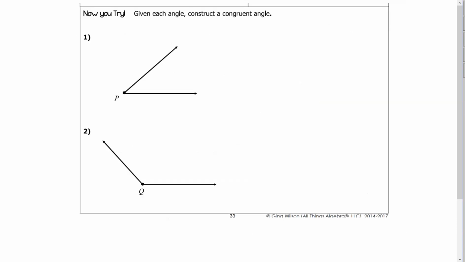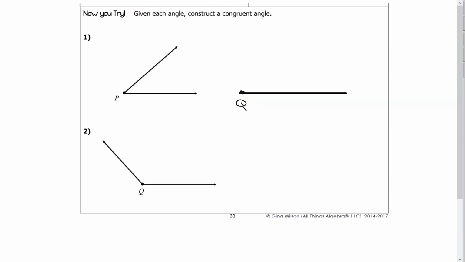All right, so let's go ahead and try and copy angle P for number 1 and Q for number 2. I'll give you a hint. The first step would always be just draw a straight line first. And go ahead and put a point on that. And we could just call it point Q.